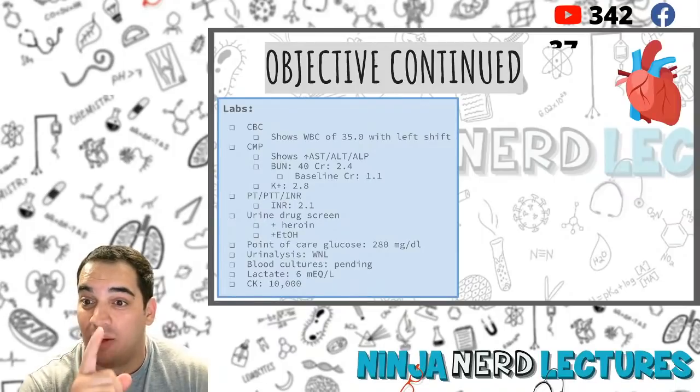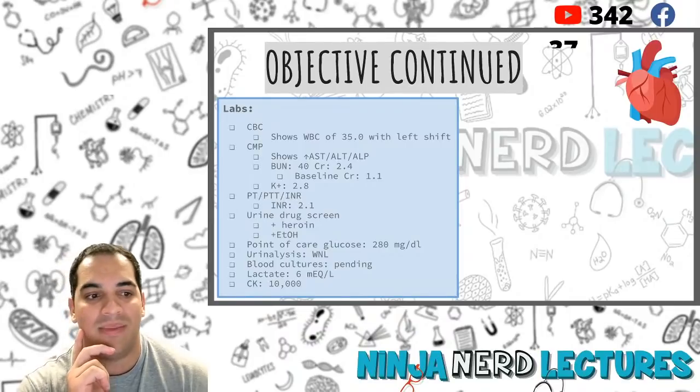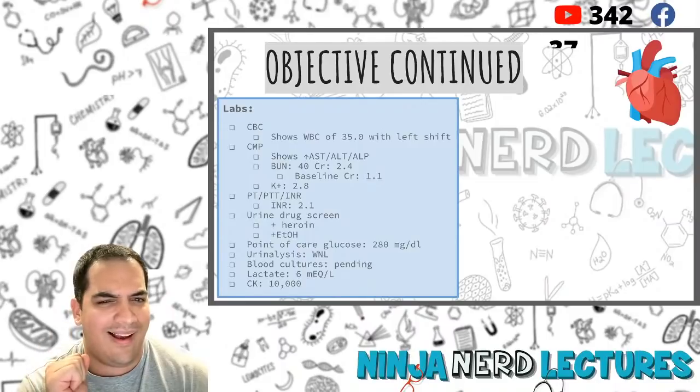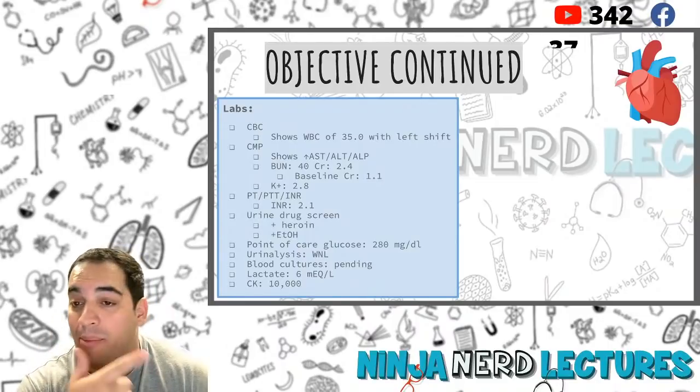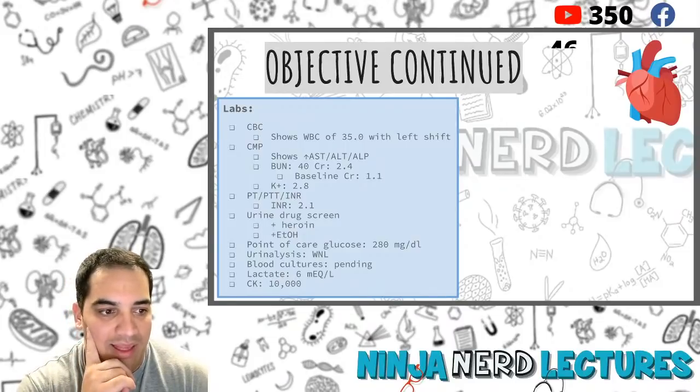So this is definitely 1.1 to 2.4. Yikes, that's at least a 2-times difference from his normal baseline that we have on record there. So maybe an AKI, but think about that. And he's got some hypokalemia. His potassium was 2.8. Usually less than 3.5 is abnormal. So far that's what I got there.